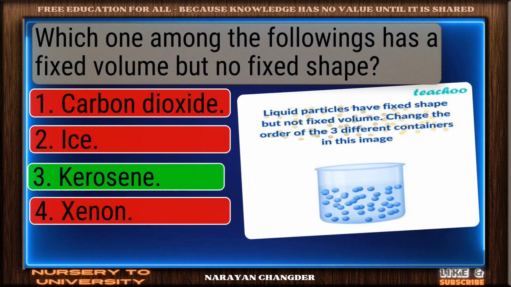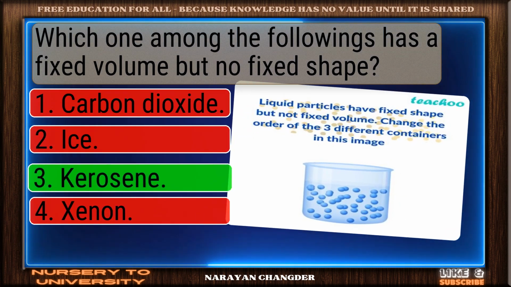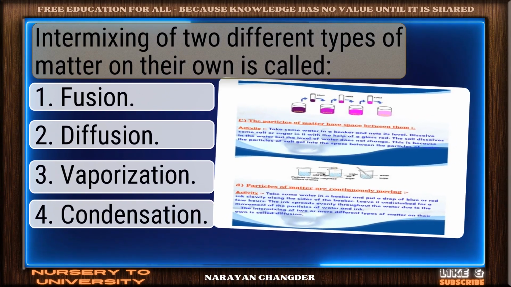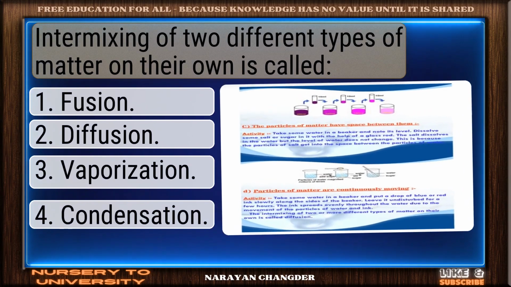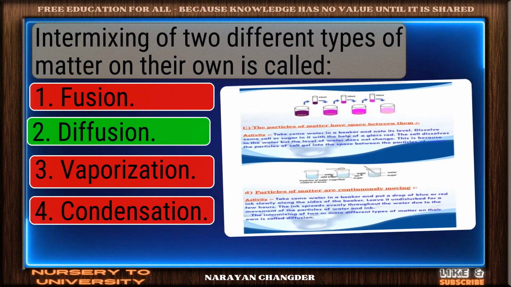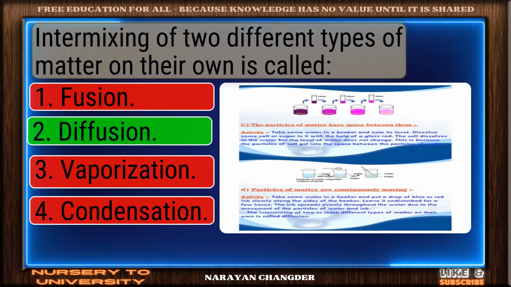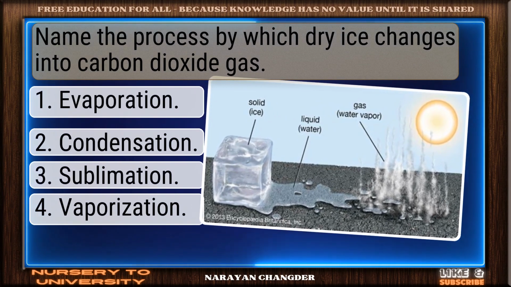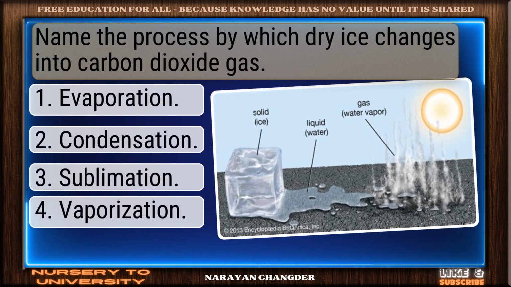Sharp thinking. Kerosene is the right choice. Question number 29. Intermixing of 2 different types of matter on their own is called. Well done. Diffusion is the right choice. Question number 30. Name the process by which dry ice changes into carbon dioxide gas.